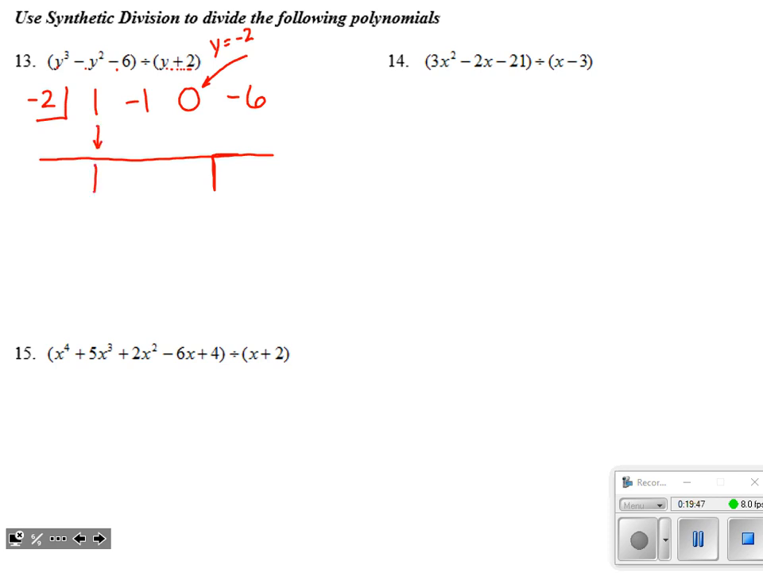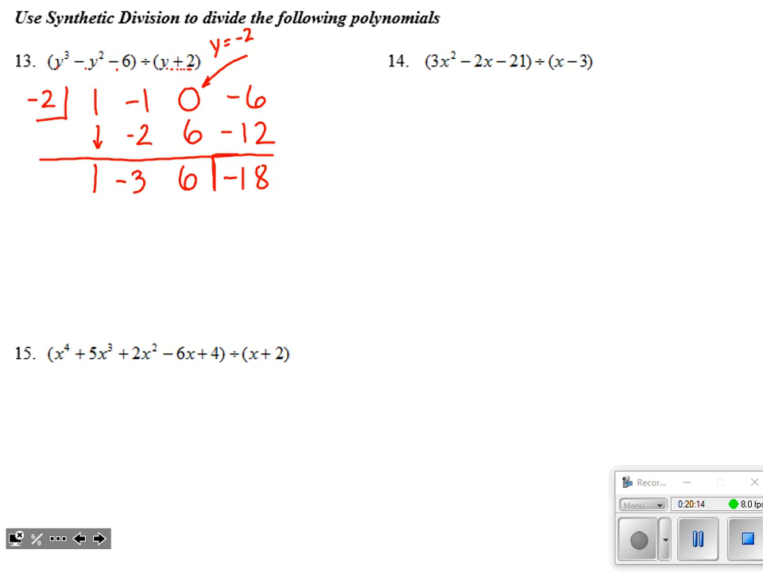I drop down the first number outside the box, drop down that 1. Negative 2 times that 1 makes negative 2. That fills in the next column. I add up the column and then repeat the process. -2 times -3 is +6. I add down the column. -2 times 6 is -12, and I add down that column. So we have a remainder of -18.